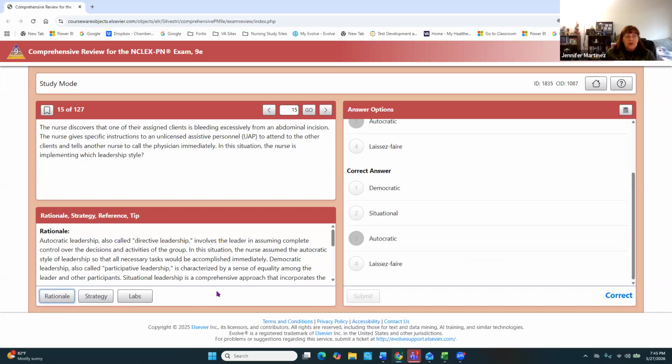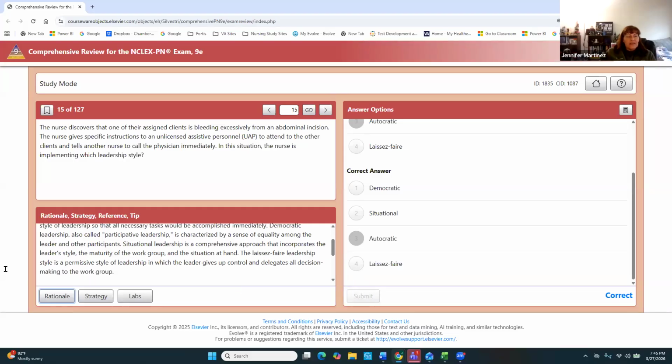Democratic leadership, also called participative leadership, is characterized by a sense of equality among the leader and other participants. Situational leadership is a comprehensive approach that incorporates the leader's style, the maturity of the work group, and the situation at hand. Laissez-faire leadership style is a permissive style of leadership in which the leader gives up control and delegates all decision-making to the work group.